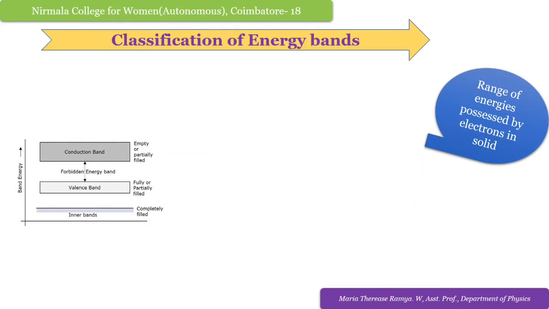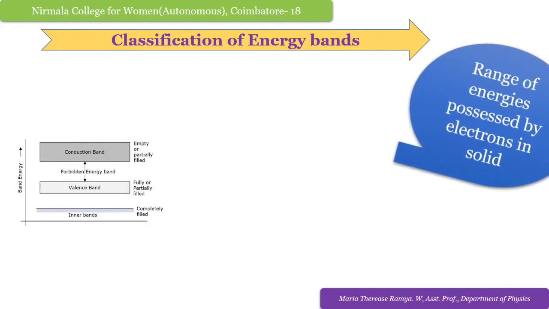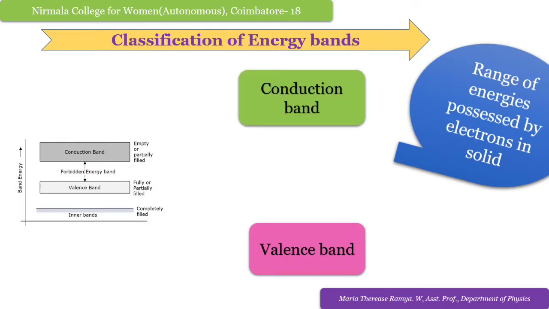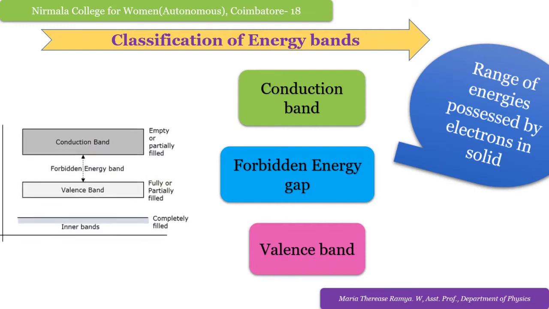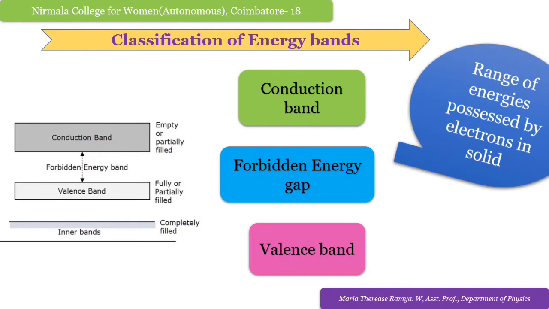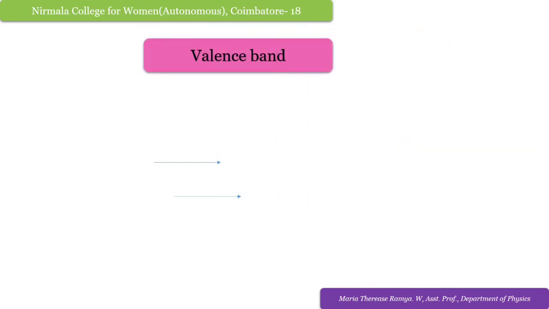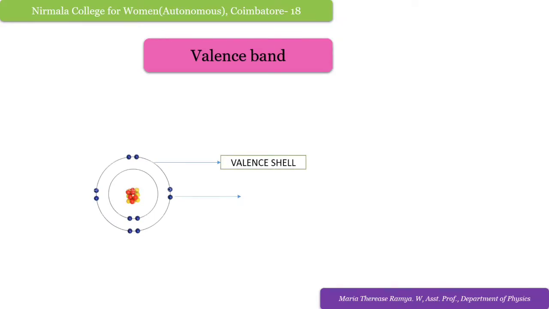The classification of energy bands includes the range of energies possessed by electrons in the solid. First is the valence band and the conduction band, and the next is called the forbidden energy gap. So there are three classifications of energy bands. First is the valence band. The valence band says that the electrons in the outermost orbit, the valence shell, it is called the outermost orbit, is called the valence shell.